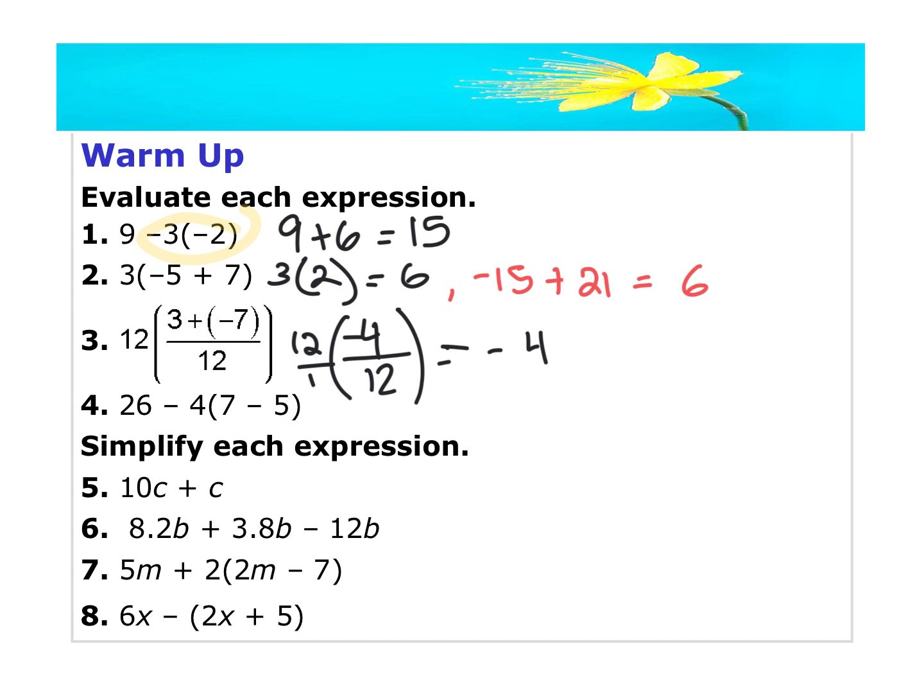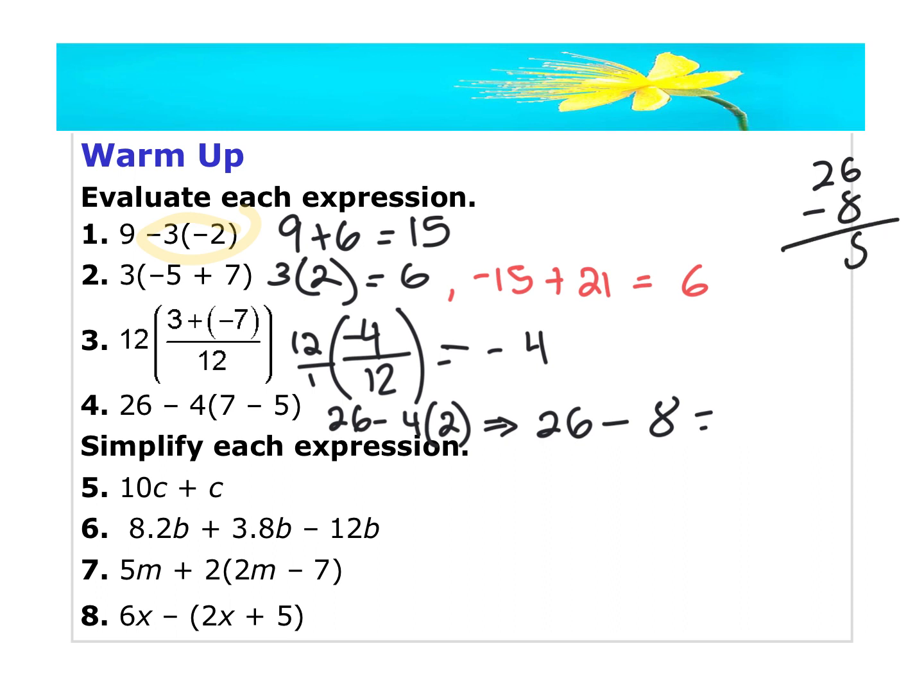Number 4, 26 minus 4 times 7 minus 5. Again, I'm going to start with the parentheses first. So I'm going to get 7 minus 5 is 2. That's going to give us 26 minus 4 times 2 is 8. Then 26 minus 28, let's do it right here on the side. Negative 2.